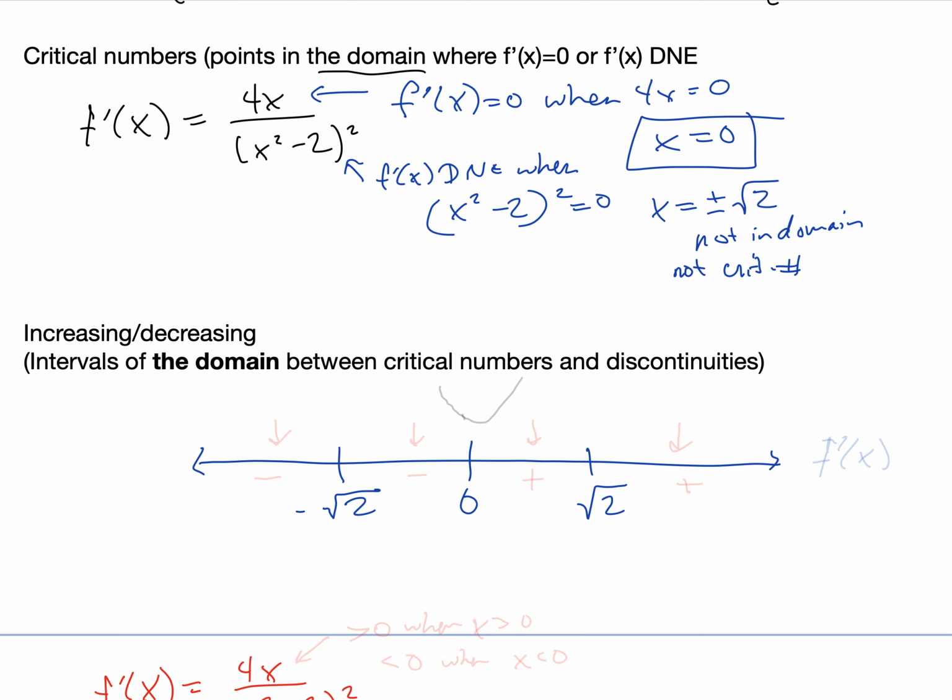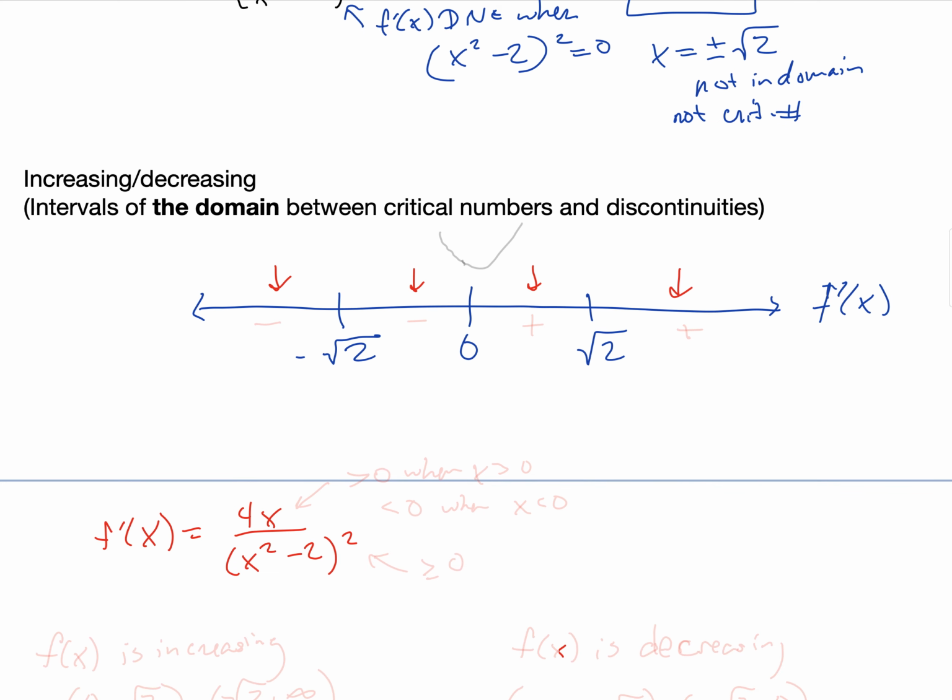So we're going to test the intervals in the first derivative, f prime of x, to see if the derivative is positive or negative over these intervals, and determine whether the original function is increasing or decreasing over these intervals. So we're going to be looking at points in intervals between these critical numbers and discontinuities. Let's take a look at our first derivative.